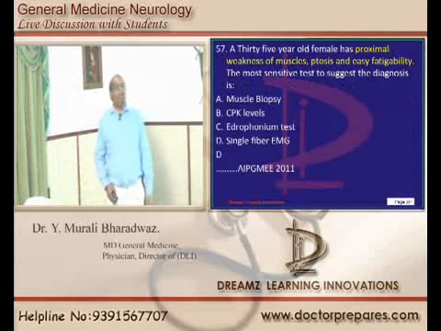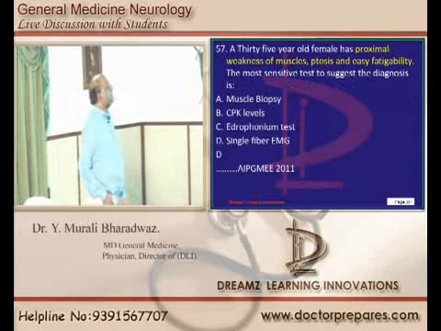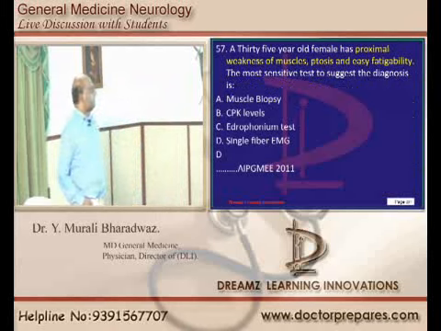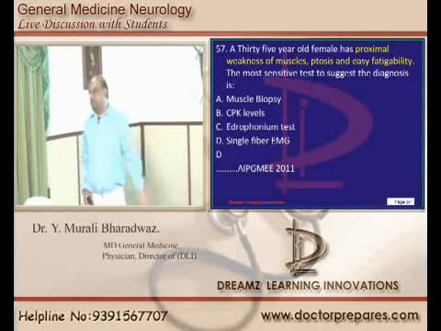A 35-year-old female is having proximal weakness of the muscles with ptosis and easy fatigability. How do you want to evaluate? Already we discussed myasthenia gravis.